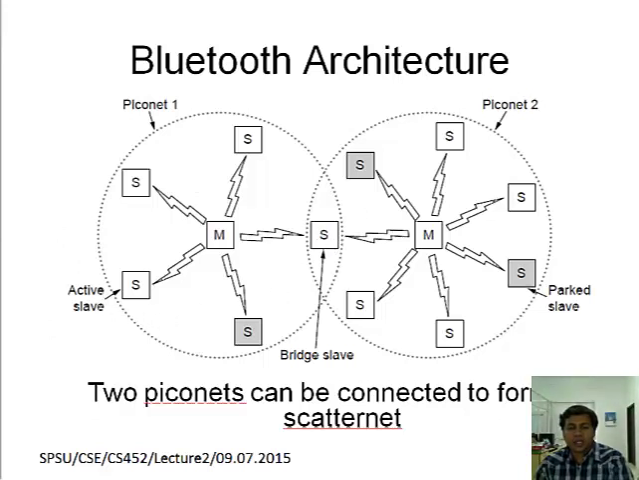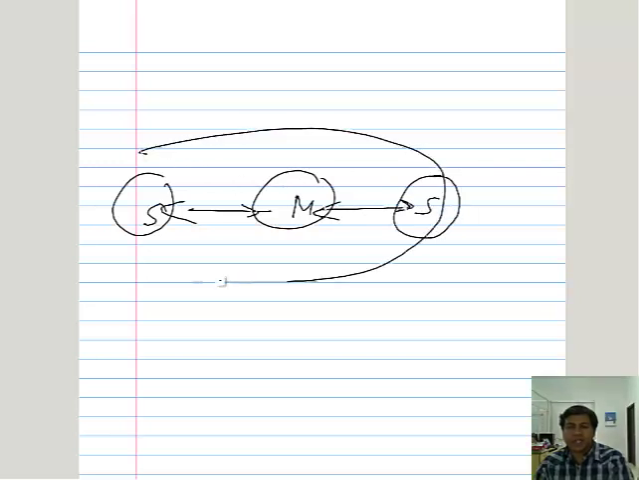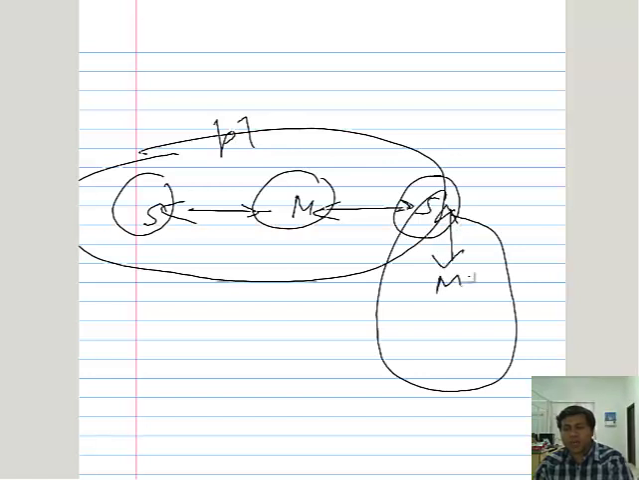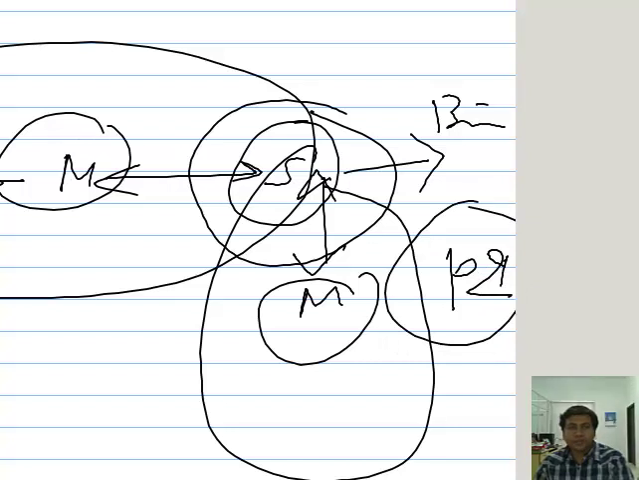If you look into this architecture, this particular slave is connected to a master, and this master is connected to another slave. For example, this is piconet 1, P1, and this slave can also be connected to another master, and this slave is called a bridge. It is doing bridging between two piconets. So this is P1 and this is P2, and this creates a connection in a scatternet.